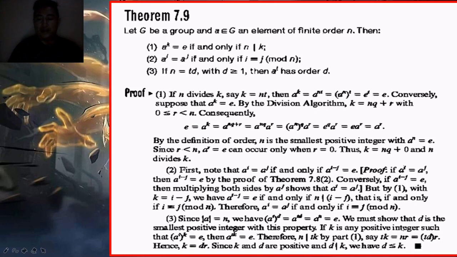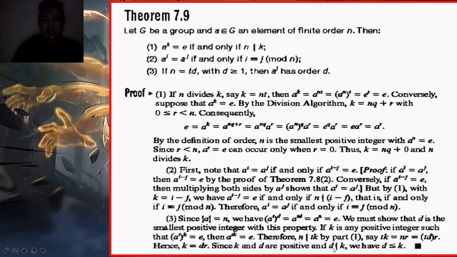So if K is any positive integer such that A to the TK is equal to E, then N divides TK by part 1. Say TK is equal to NR, which is equal to TDR, since N is equal to TD. So TK is equal to TDR. Using cancellation, T cancels, so K is equal to DR. Hence K is equal to DR.